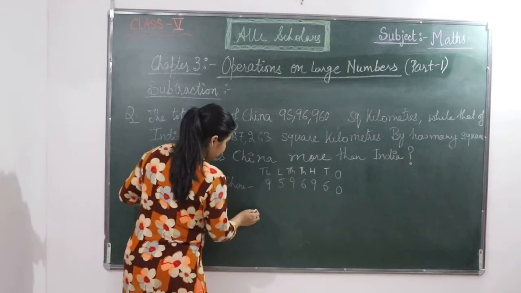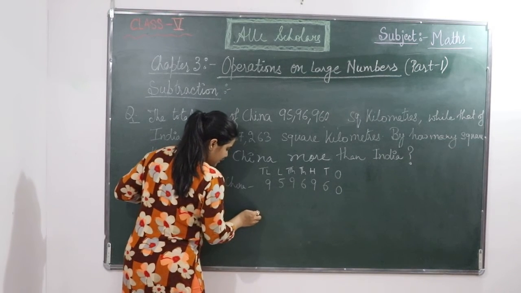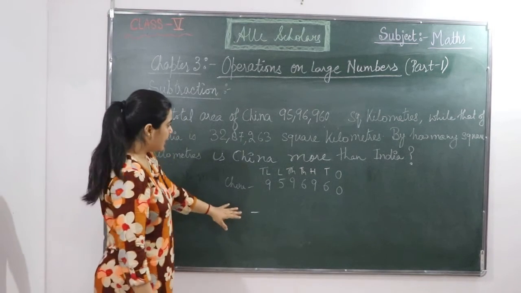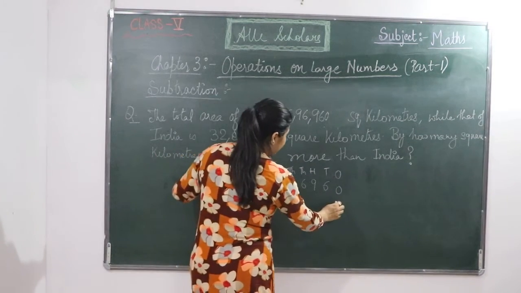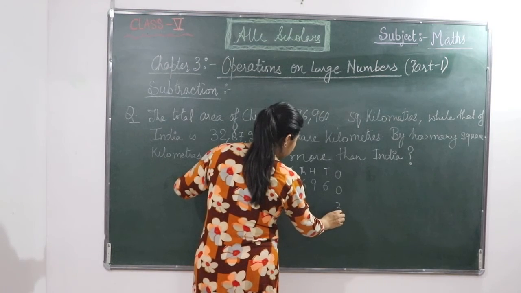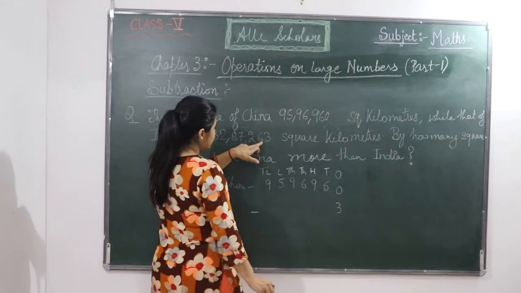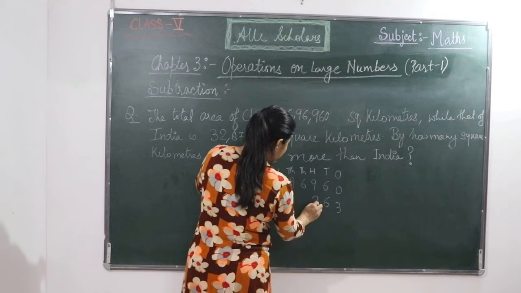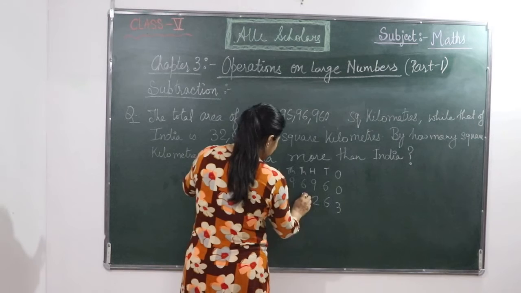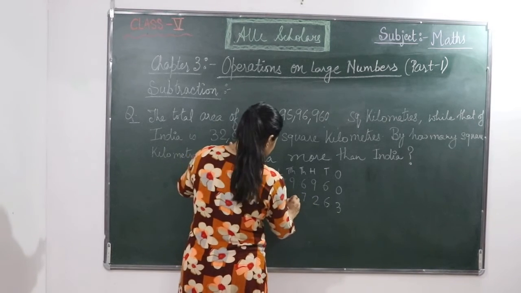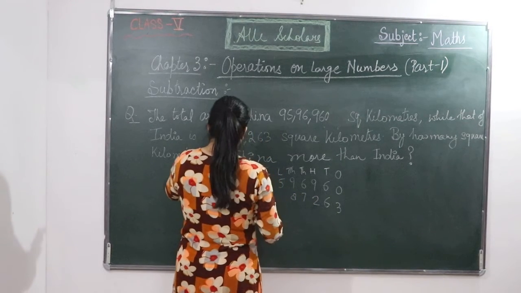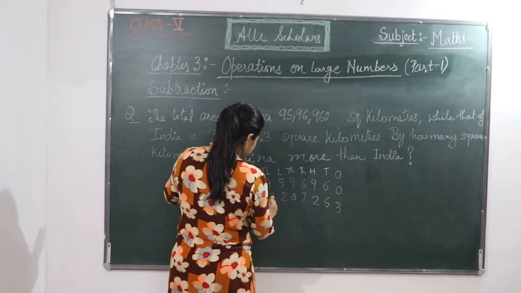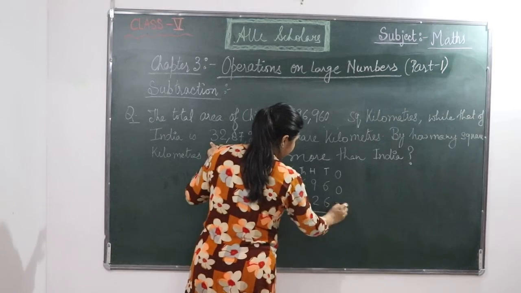Fine. Now what we have to do? We have to do subtraction. For subtraction, the symbol is minus. Here for India, at ones goes 3, 6 goes as tens, hundreds goes 2, thousands 7, ten thousands 8, then 2 for lakh and 3 for ten lakh.